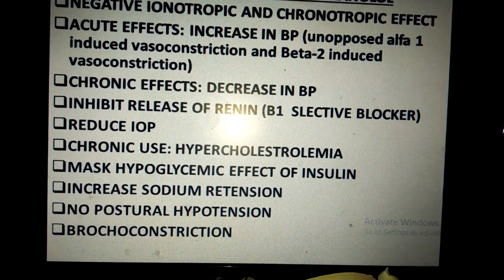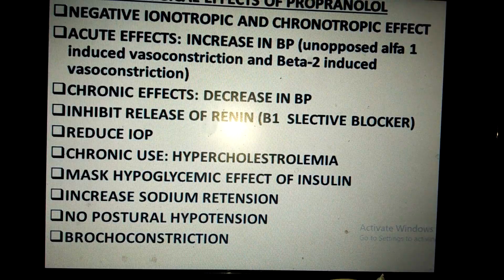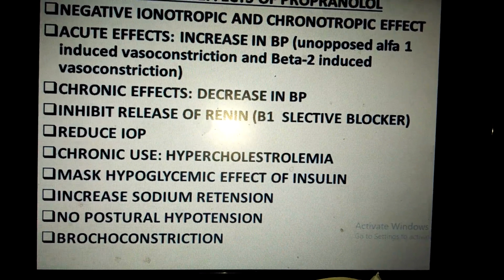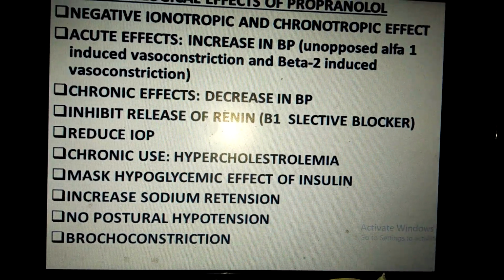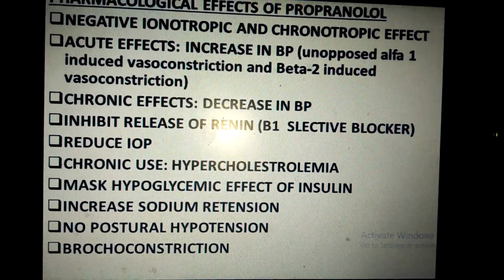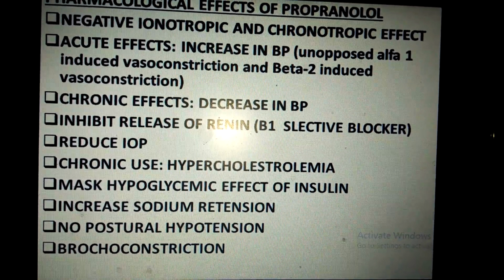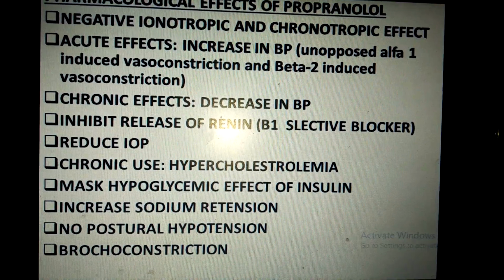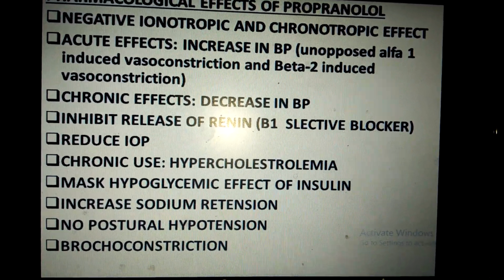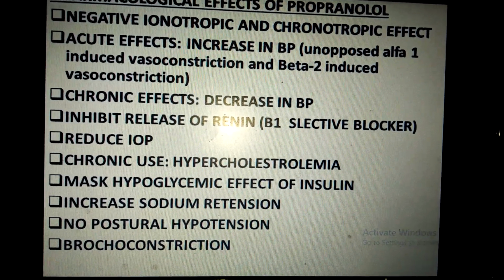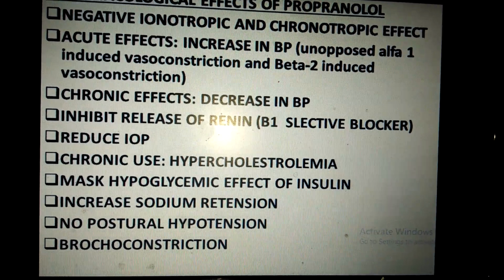How? When beta 2 receptor is stimulated, it is going to increase the activity of lipase, which is responsible for the lipolysis of triglycerides and the bad cholesterol. So if a beta blocking agent is given, this is going to decrease the lipolysis and increase the LDL cholesterol, that is bad cholesterol, and increase the triglyceride level and decrease the good cholesterol level, that is HDL.